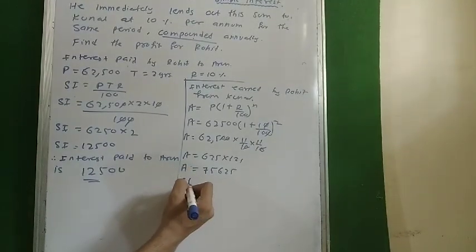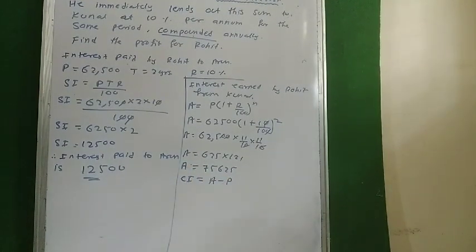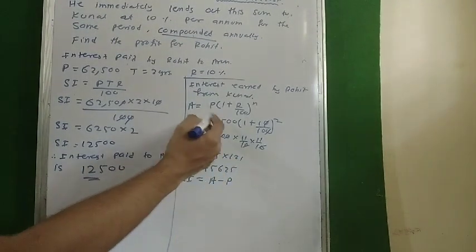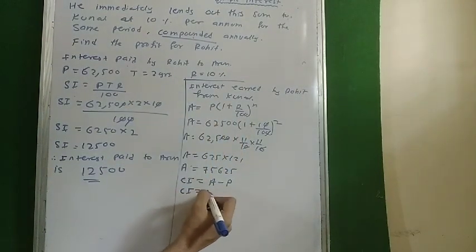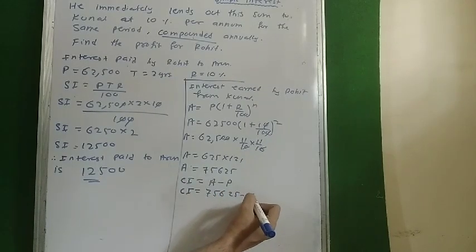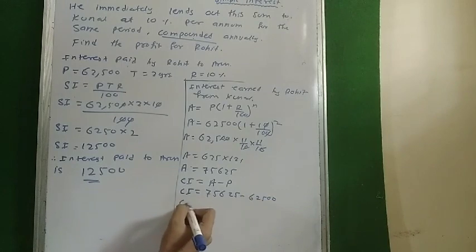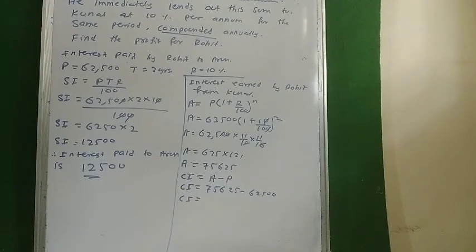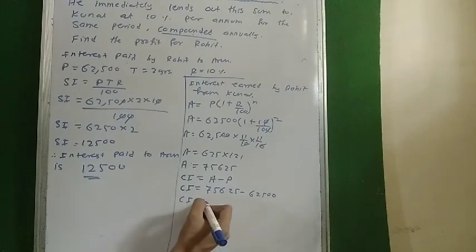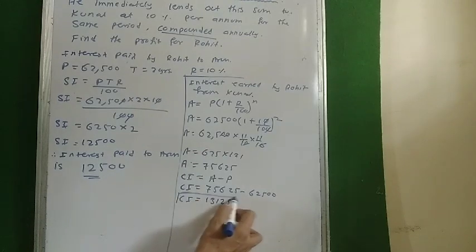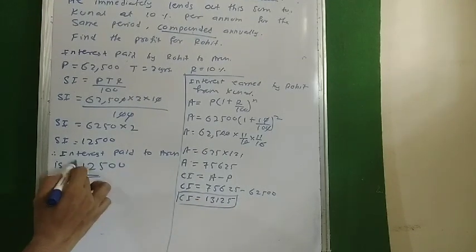But what is the interest? So compound interest is equal to amount minus principal. This is the amount he is going to get. But what is the amount he has lent? 62,500. So see, compound interest is 75625 minus 62500. So what is the interest he is going to earn? We'll just subtract it. 75625 minus 62500 is 13125. Okay. So see, this amount is collected by Rohit as interest, and this amount is paid by Rohit as interest.